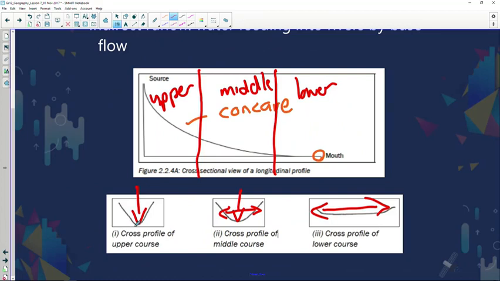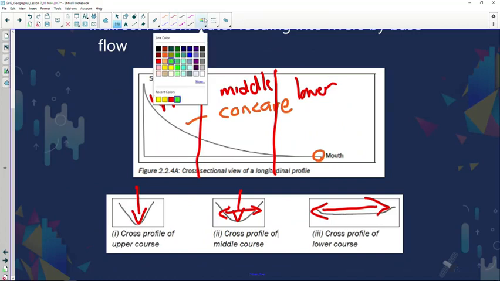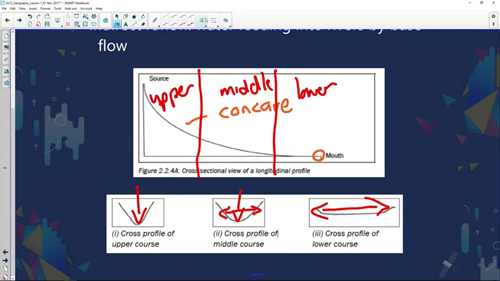Now, a couple of characteristics that I still want to add over here. What do you think the volume of water is over here? Not much. The volume of water is going to increase in the middle course, and the volume of water is going to be greatest at the lower course. The velocity is going to be greatest at the upper course. Why is the velocity going to be greatest at the upper course? Simply because of the very steep gradient.